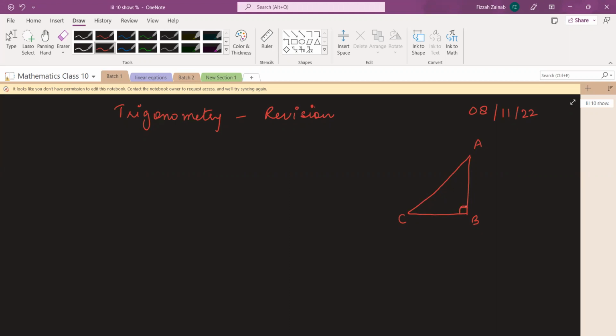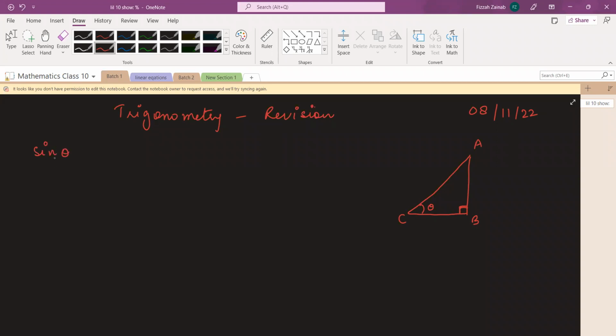So one is 90°, that is okay. Apart from this, I have two angles, right? This is an angle which I can call theta. Okay, so now there are 6 trigonometric ratios as we discussed.